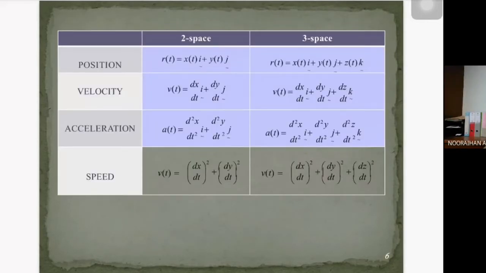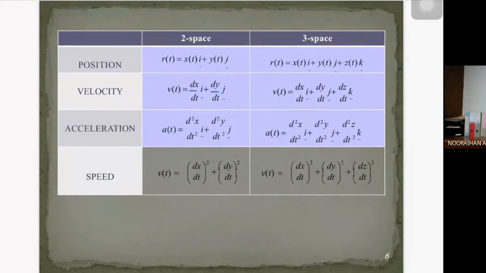So this is position for two space, two dimensions, and also for three space, three dimensions. For two space, you have i and j, and for three space, you have i, j, and k, which is x, y, and z. So for position, r(t) = x(t)i + y(t)j. When you want to find the velocity of this position, you have to differentiate it with respect to t. So this becomes dx/dt i plus dy/dt j.